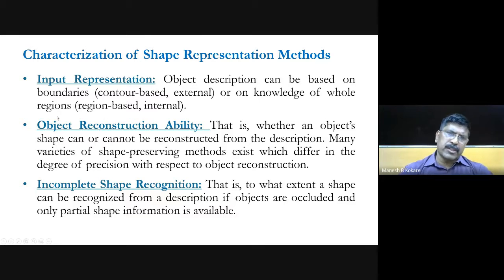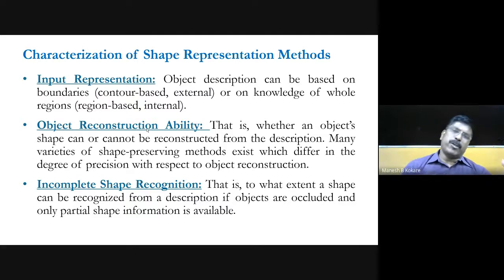Then another characterization of the object is the object reconstruction ability of that method. For example, if I represent the shape with only the perimeter, and I find that the perimeter is 25 centimeters, can I, from this numerical value, reconstruct the object? It is not possible to reconstruct that.